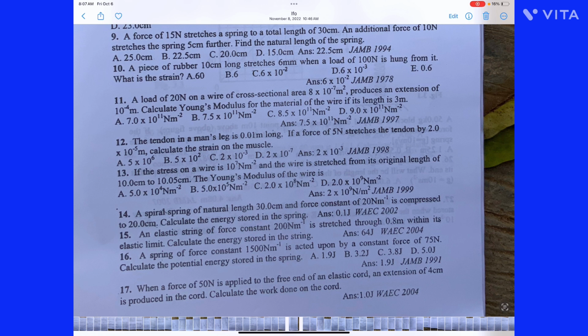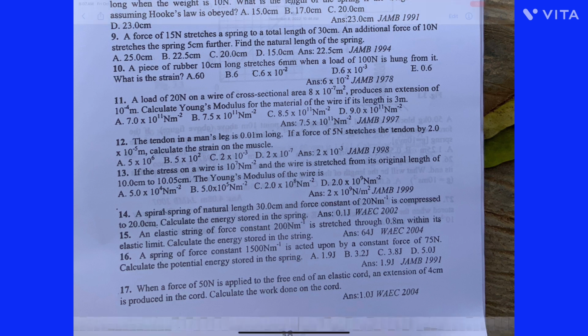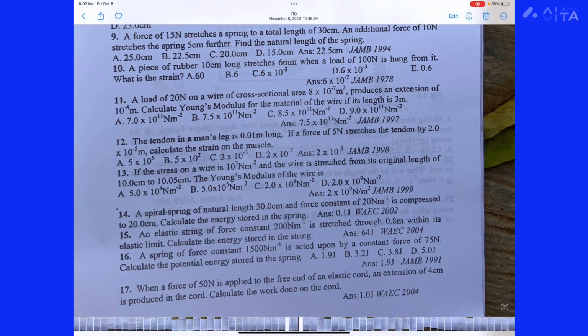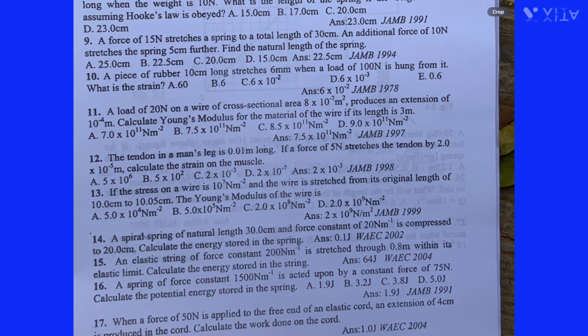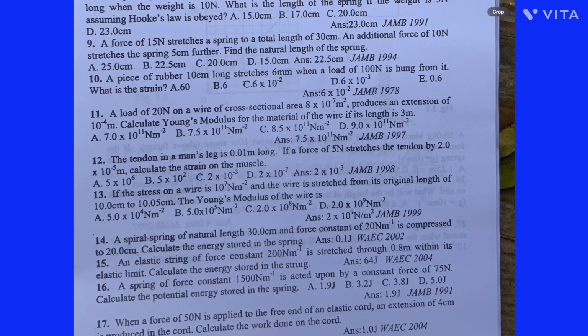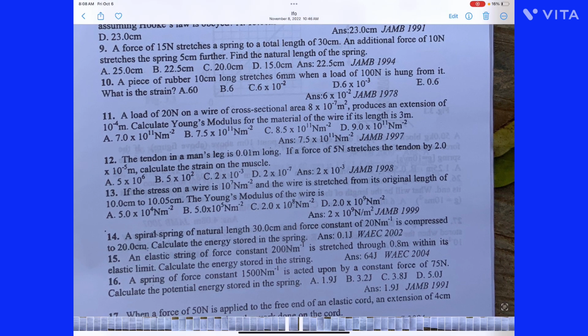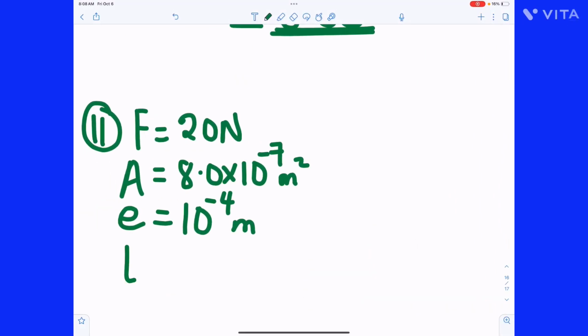The question says calculate the Young's modulus for the material of the wire if its length is 3 meters. So that's a simple question. The original length of the wire, 3 meters.